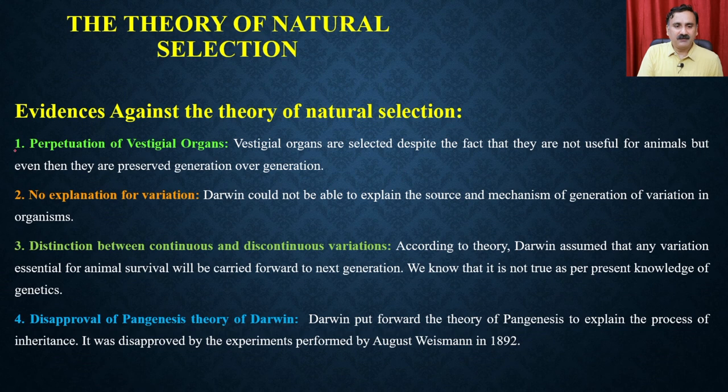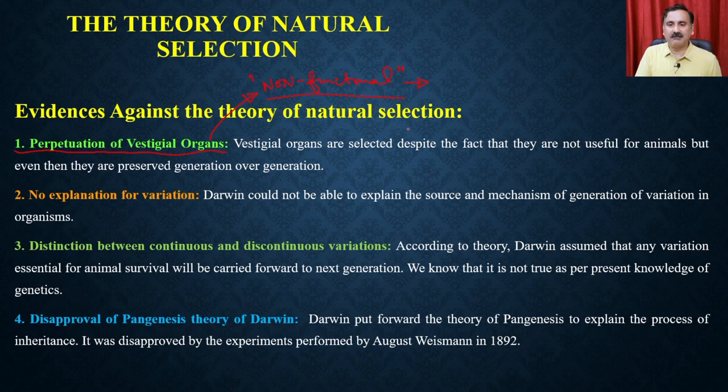So these are a few examples, but they were not enough because people were coming up with different types of objections. So there were objections against the theory of natural selection as well. One objection is the perpetuation of vestigial organs. We know that vestigial organs are organs which are non-functional but are still present in new generations. Those are called vestigial organs.